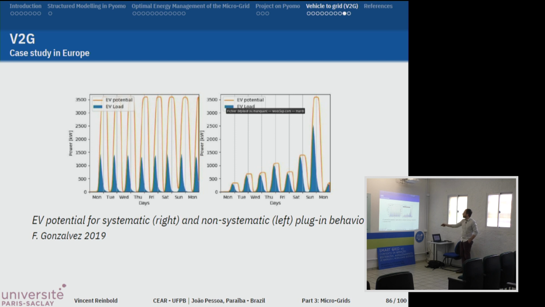The systematic user will have to charge every day just a little bit of his battery. But he gives a lot of potential for the battery. It means that if the vehicle is connected to the grid, then we can use it. So it has a big potential for the grid. The non-systematic user will need to charge maybe small amounts in the week, a lot on Sunday, but it decreases the potential of the electrical vehicles to help the grid.